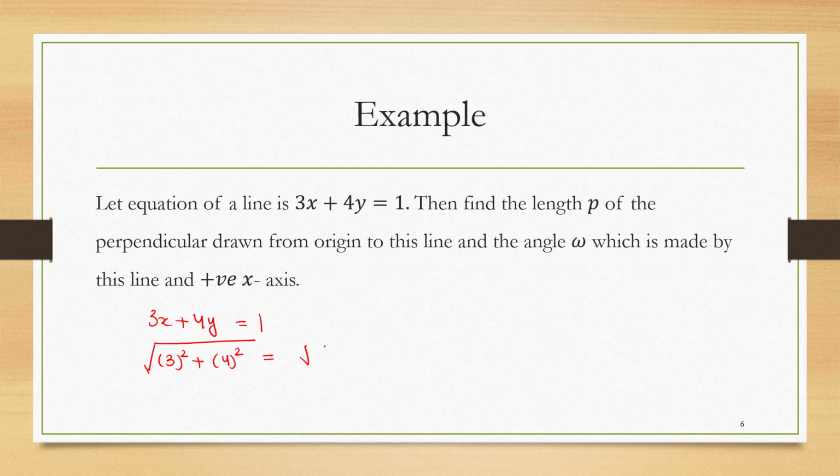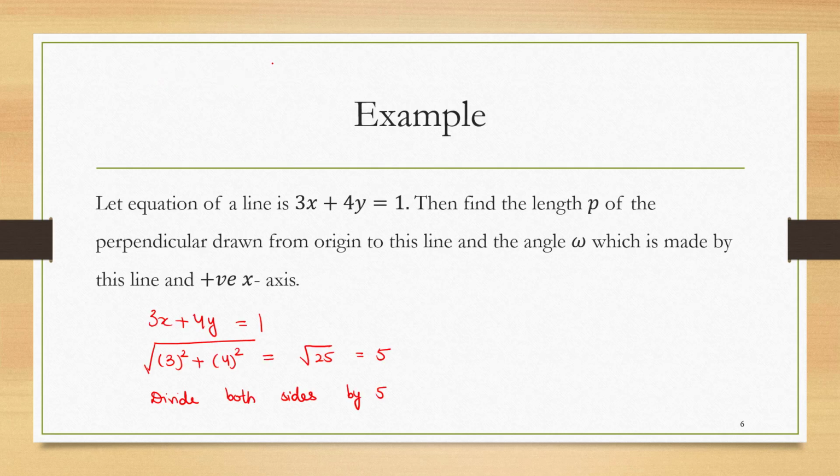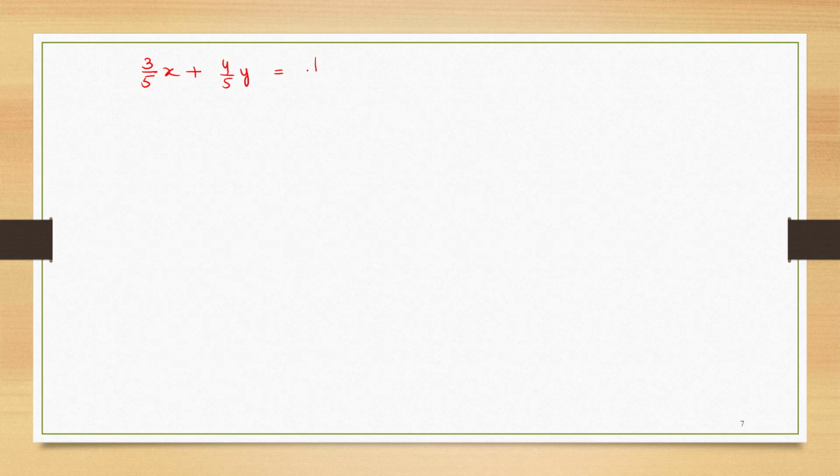9 plus 16 is 25. Square root of 25 is 5. So we divide both sides by 5. When we divide both sides by 5, we get 3 by 5 x plus 4 by 5 y is equal to, the right side was 1, so it would be 1 by 5.